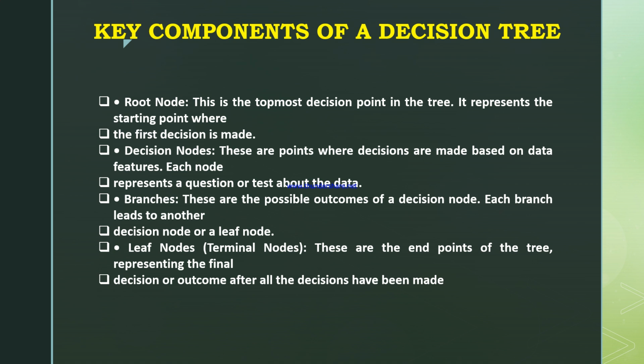Key components of a decision tree. Root node: this is the topmost decision point in the tree. It represents the starting point where the first decision is made. Decision nodes: these are points where decisions are made based on the data feature; each node represents a question or test about the data. Branches: these are the possible outcomes of a decision node. Each branch leads to another decision node or a leaf node. Leaf nodes, or terminal nodes: these are the end points of the tree and represent the final decision or outcome after all the decisions have been made.